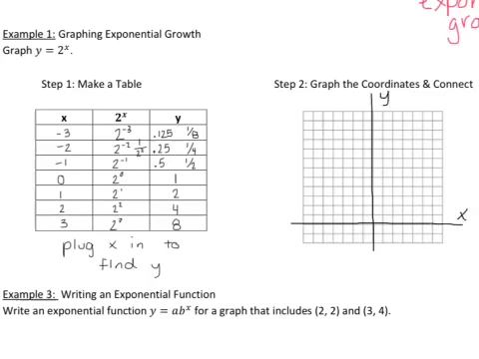Now I'm going to graph the points. I need to graph -3 and 1/8, so just barely off the x-axis. That's 0.125. Then -2 and 1/4, so just barely up. -1 is a half. 0, 1, that's an easy point. 1, 2. 2, 4. 3, 8.